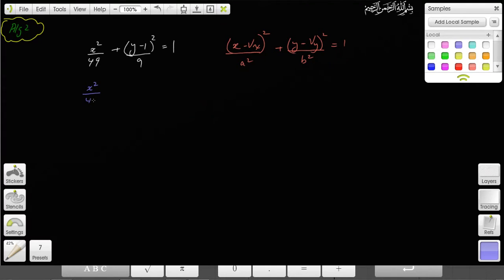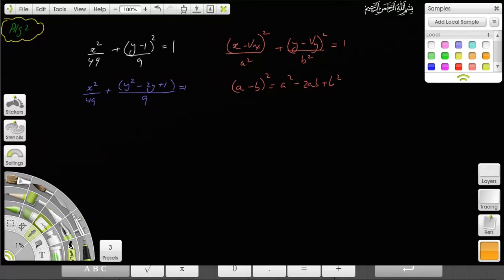I'm going to have x squared over 49, and I'm going to FOIL this. So that's going to come out to be y squared minus 2y plus 1 over 9 equals 1. That is because you recognize that a minus b squared is a squared minus 2ab plus b squared. That's the difference binomial squared. Now I really want to get rid of the denominators here.